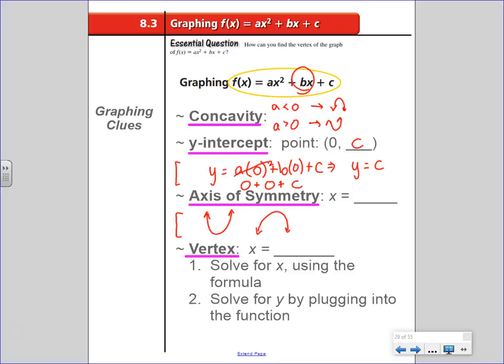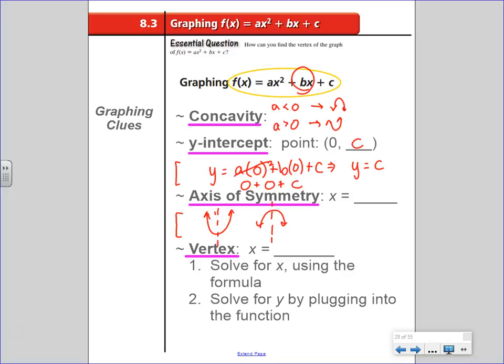Same thing here. How could you fold, or where would you fold the parabola, Aiden and Ian? In the middle. This middle is the axis of symmetry, where you could fold it and it would match. There we go. Where you could fold it, that's the axis of symmetry.